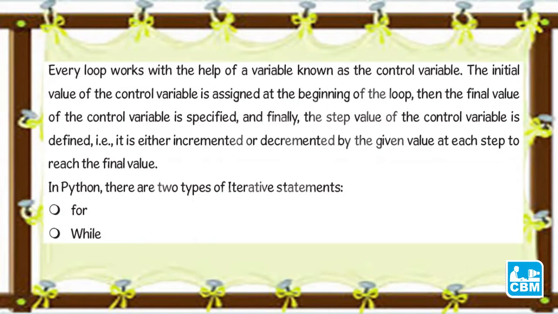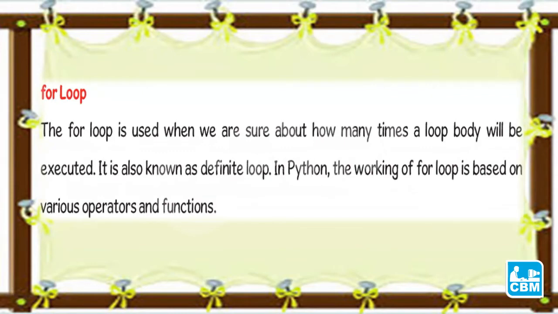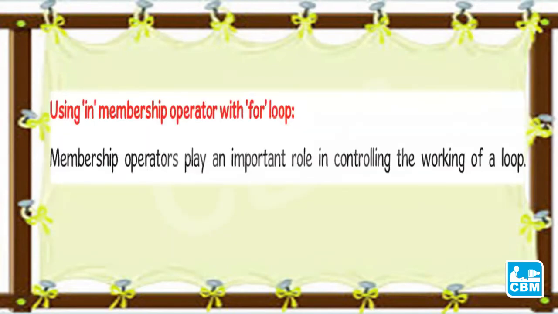In Python, the iterative statements can be classified into 2 types. The first one is the for loop, and the second one is the while loop. A for loop is used when we know exactly how many times a loop body needs to be executed. Thus, it is known as a definite loop. In Python, the working of a for loop is based on various operators and functions. The in membership operator can be used with a for loop. Membership operators play an important role in controlling the working of a loop.